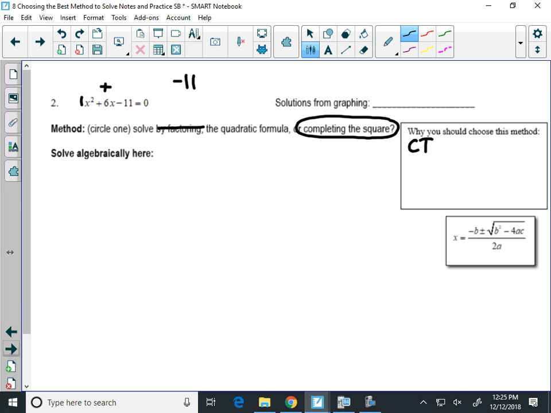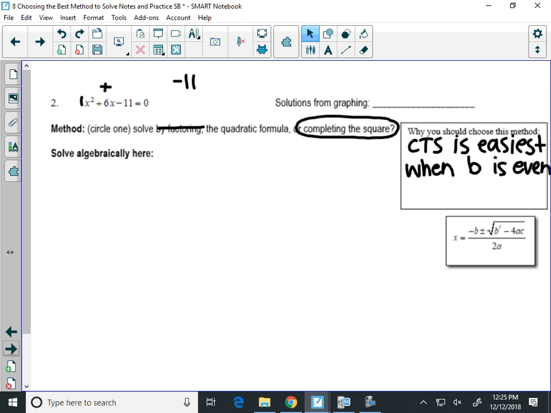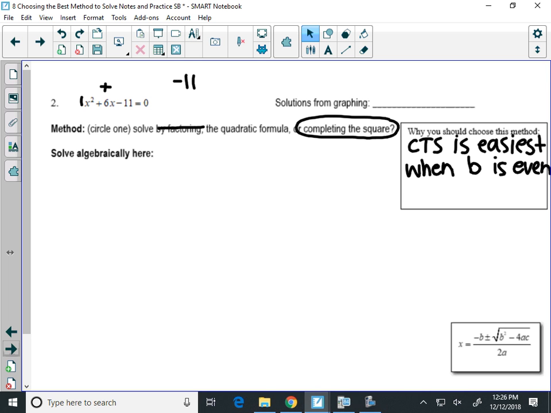Completing the square, I'm going to abbreviate it, CTS, is easiest when B is even. What is B? The middle number. When the middle number is even, complete the square works the best. So B needs to be even, and the leading coefficient A should be 1. However, on your quiz today, you did a complete the square and the leading coefficient wasn't 1. But you were able to divide everything by A, and then the middle term was even.